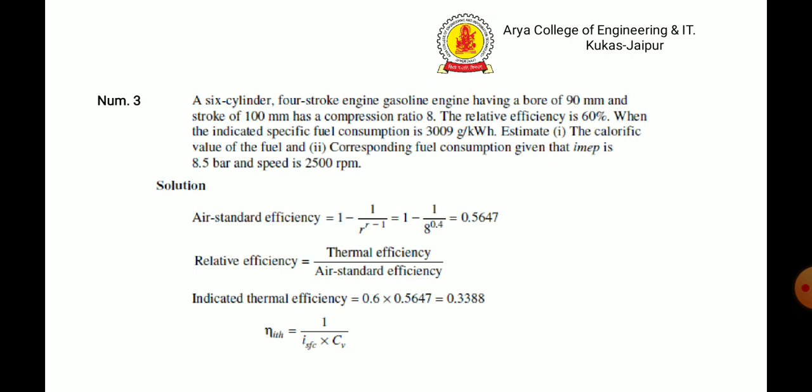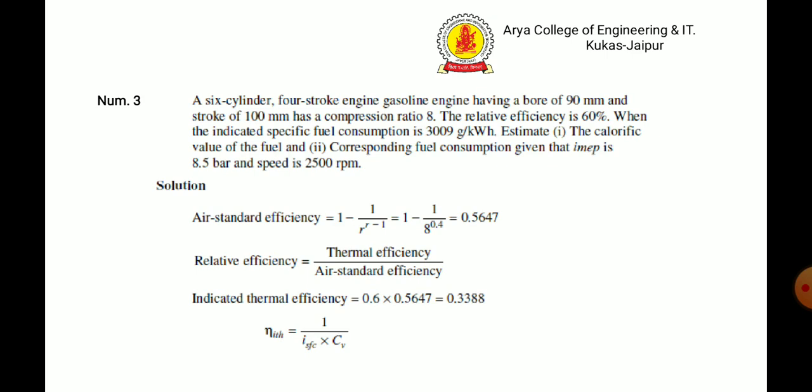So first of all we have to find air standard efficiency, which is equal to 1 minus 1 upon r to the power gamma minus 1 in case of petrol engine. So we are just getting 0.5647 or 56% air standard efficiency. Now relative efficiency, which is the ratio of thermal efficiency to the air standard efficiency, so we can get indicated thermal efficiency 0.6 into that air standard efficiency, which is equal to 33%.